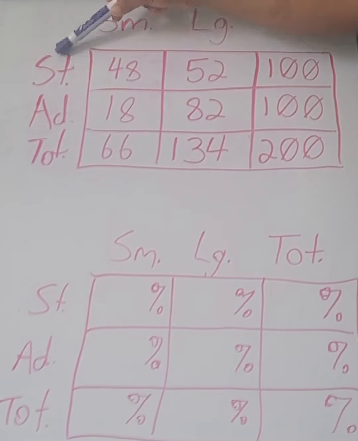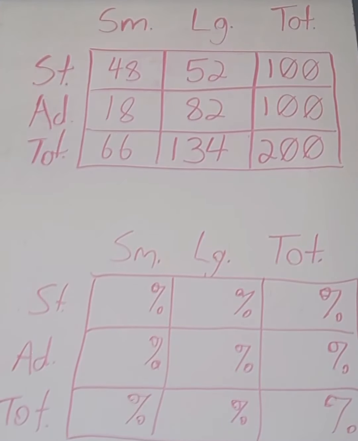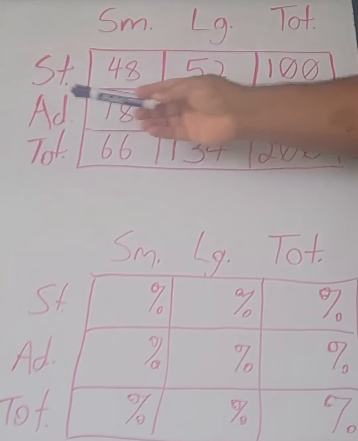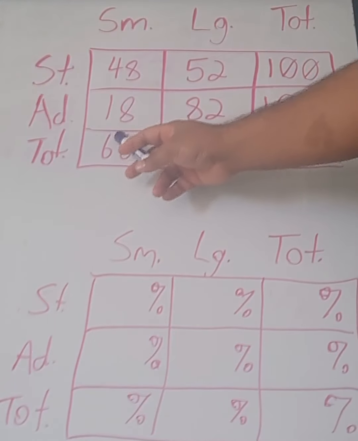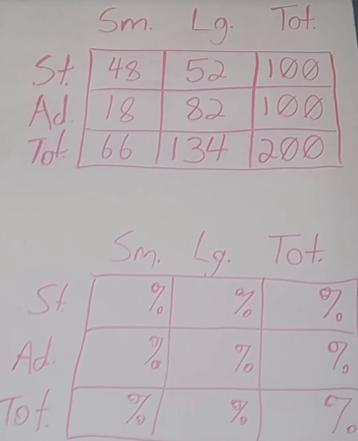How many total students did they survey for this? 100. How many total adults did they survey for this? 100. How many results do we have altogether? 200, okay? And if we add up how many people preferred the small screen to the large screen, we also see that we have 200 answers, which makes sense. If we interview 200 people, we ask 200 people a question, then we ought to have 200 answers.